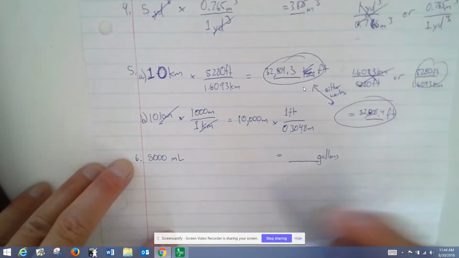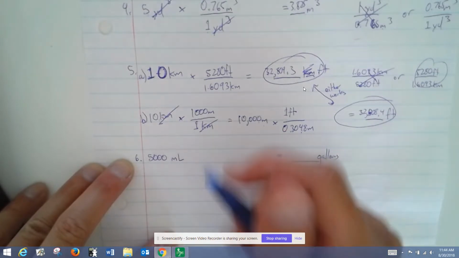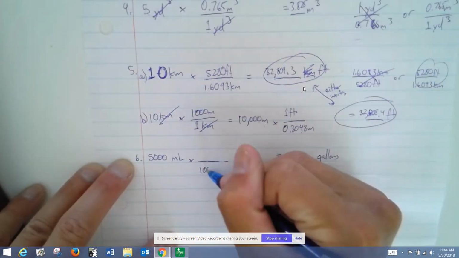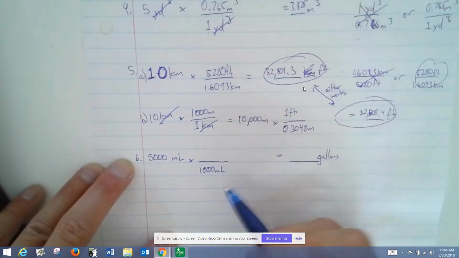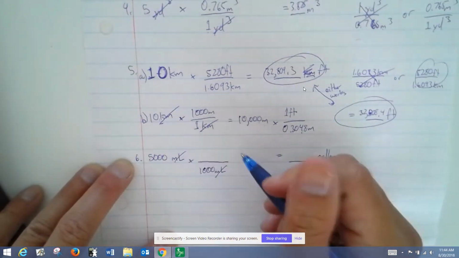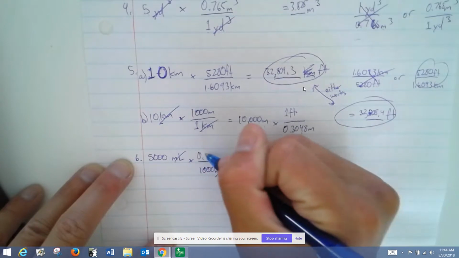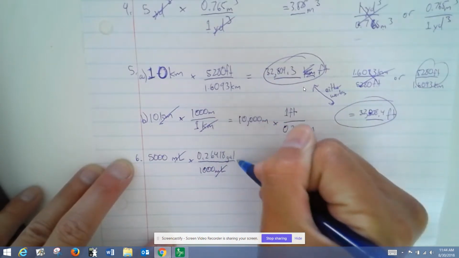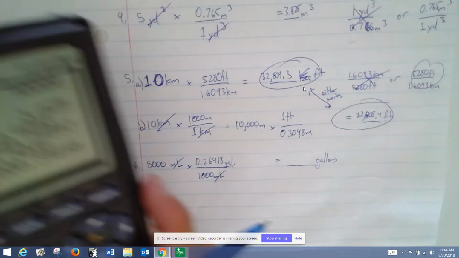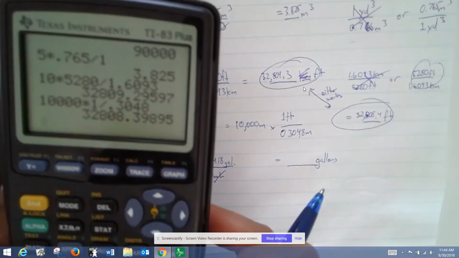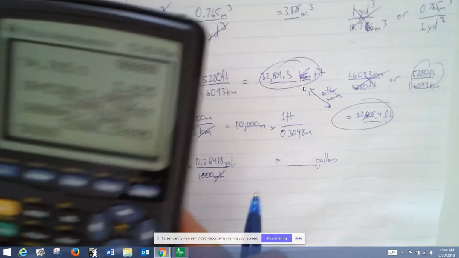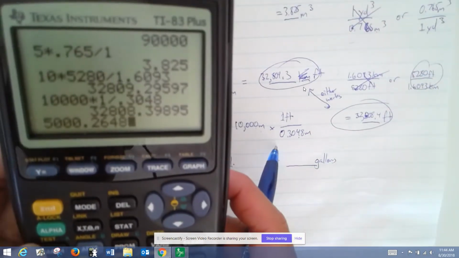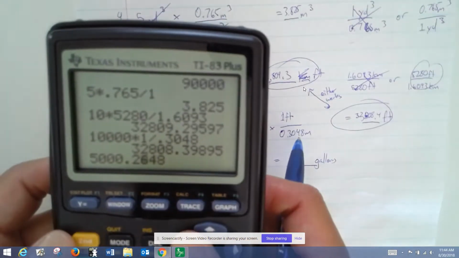So 5,000 milliliters times, for every 1,000 milliliters, I'm going to put the 1,000 milliliters on the bottom so the milliliters will cancel out. There is 0.26418 gallons. So that's going to be 5,000 times this top number, 0.26418. Oops, forgot the multiplication sign.